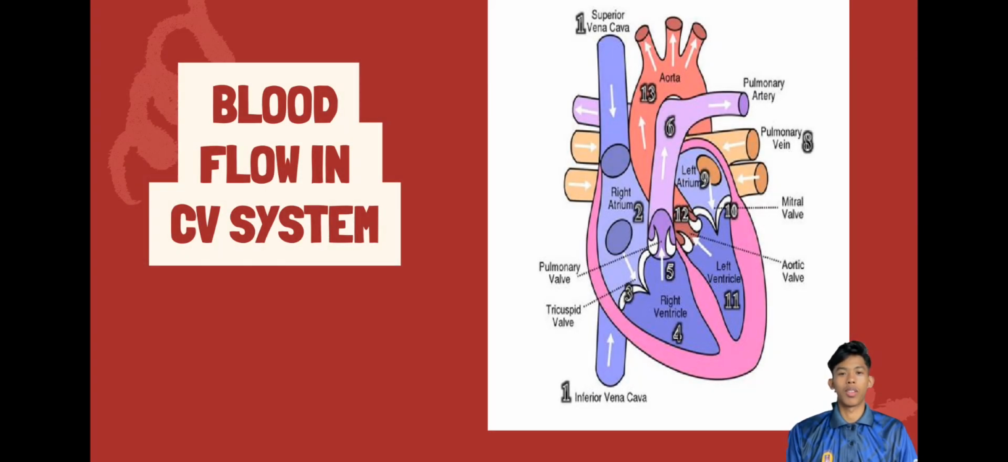Alright, now I'm going to tell you how blood flows in the cardiovascular system. Firstly, blood comes into the right atrium from the body, which I label number 2. It moves into the right ventricle, number 4, and is pushed into the pulmonary arteries in the lungs. After picking up oxygen, the blood travels back to the heart through the pulmonary veins, number 8, into the left atrium, the left ventricle, and lastly out to the body's tissue through the aorta.